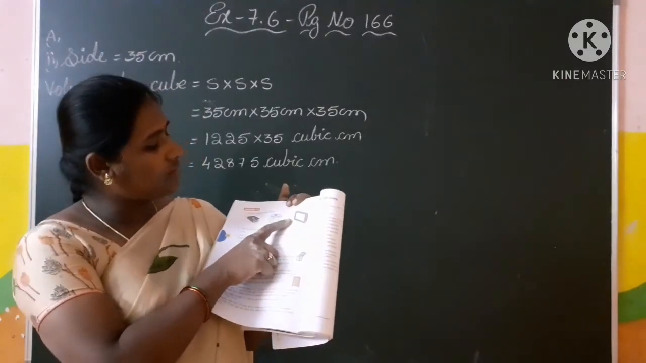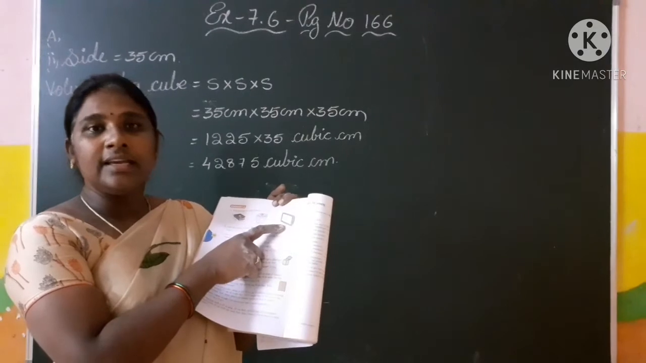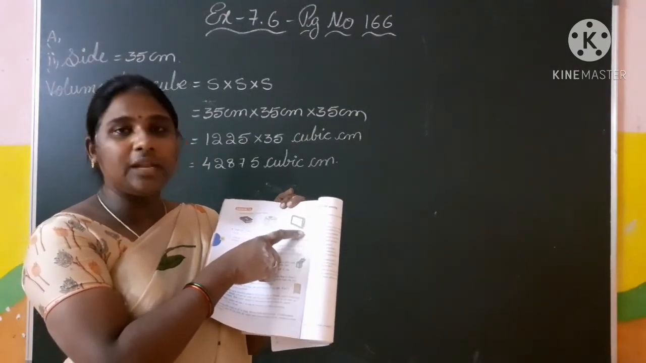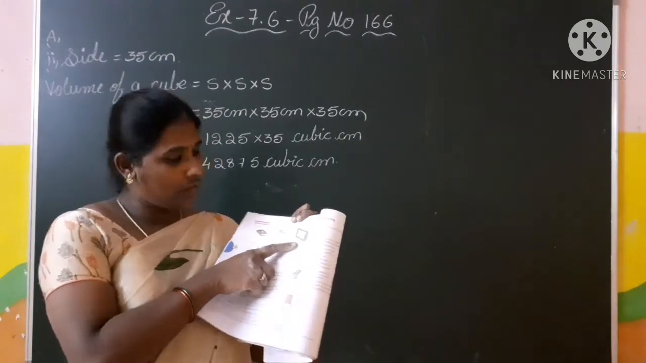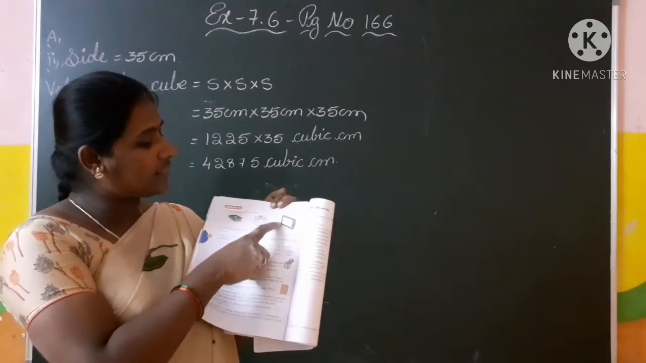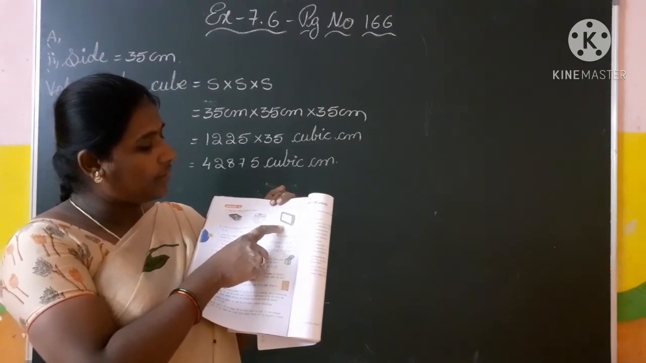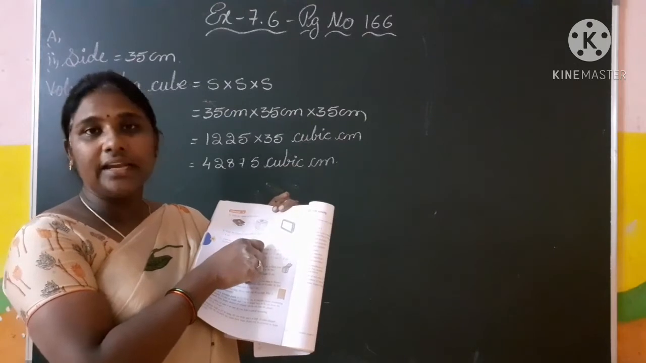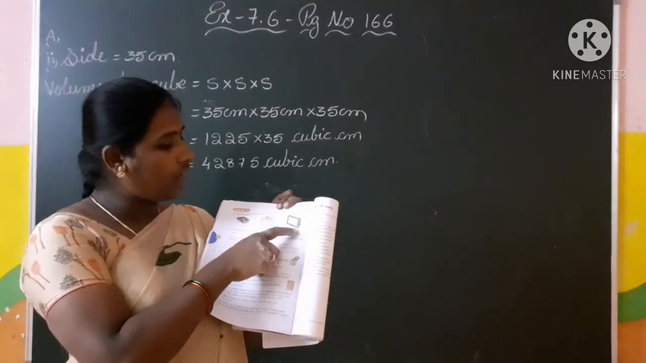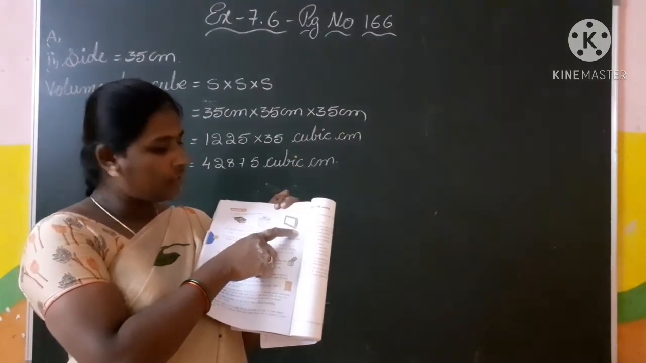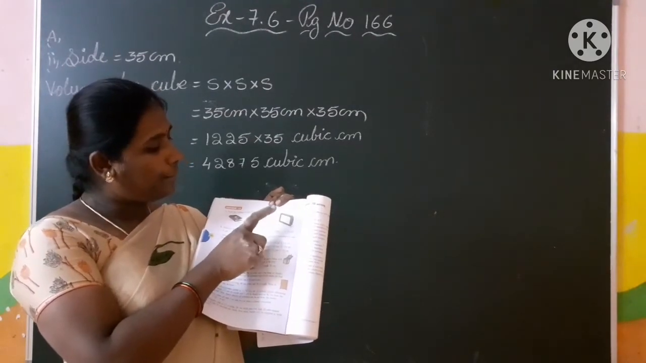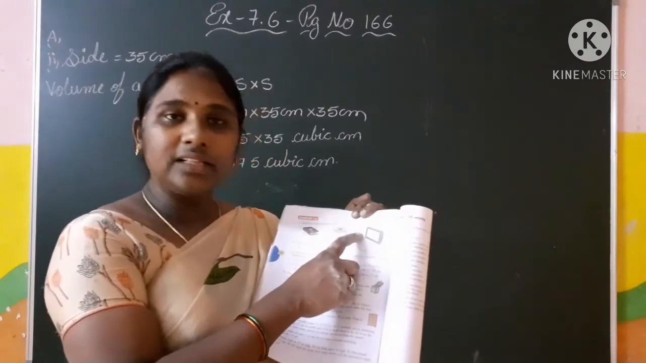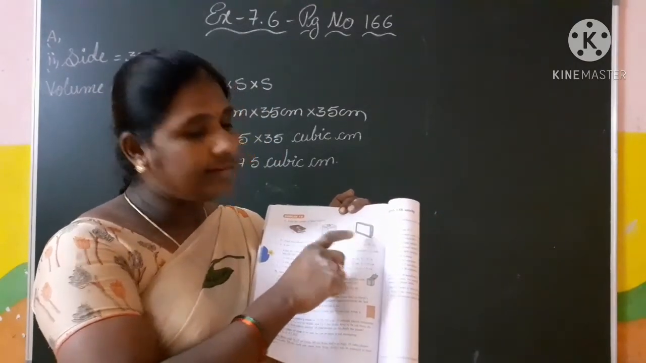Next, third figure, it is in the shape of a cuboid. So what is the highest one here? 53, take it as length. Next highest one 36, take it as breadth. Next one is 10 centimeters, it is height. So the third one is length 53 centimeter, breadth 36 centimeter, height 10 centimeter.